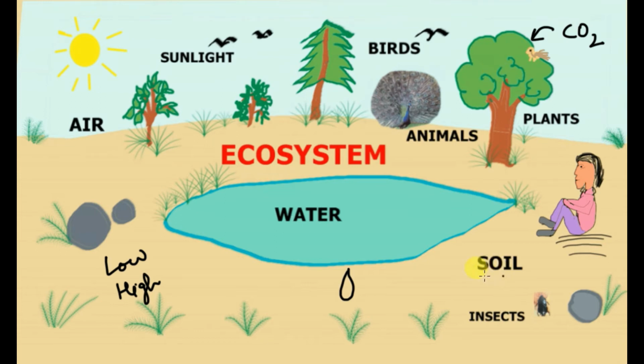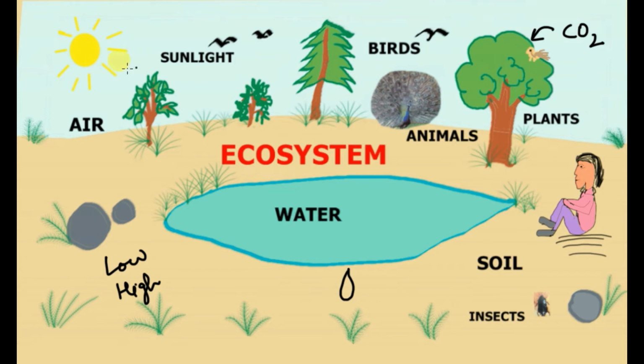Similarly, the soil is here. So soil consists of different kinds of minerals and nutrients. These minerals are absorbed by the plants, and this way these minerals become an integral part of the plant protoplasm, and when animals feed on these plants, these minerals enter into the animal protoplasm also.